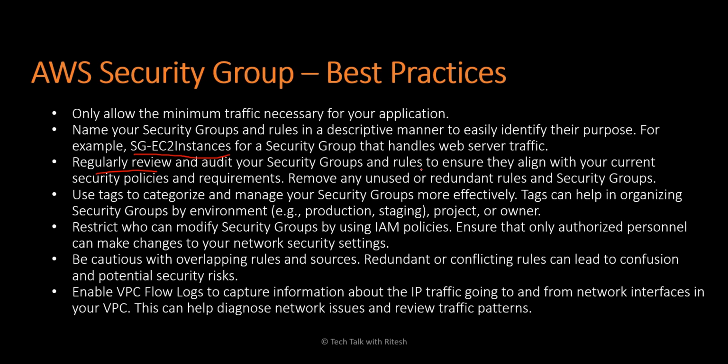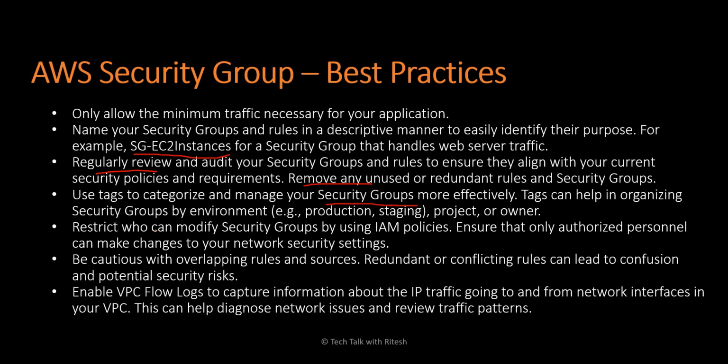Regularly review and audit your security groups and rules to ensure that they align with your current security policies and requirements. And this actually falls in, we have different audit teams. Sometimes they do that auditing, etc. But it's a good practice to review your security rules and policies, and remove any unused or redundant rules and security groups also. Okay, and there is a tagging feature which is available in almost all AWS services. Basically, that is good to categorize and manage your AWS resources. So same for security groups also, use the tag feature so that management is easy and effective.